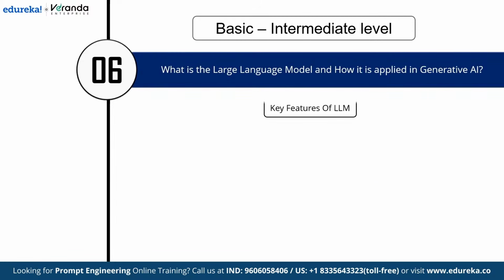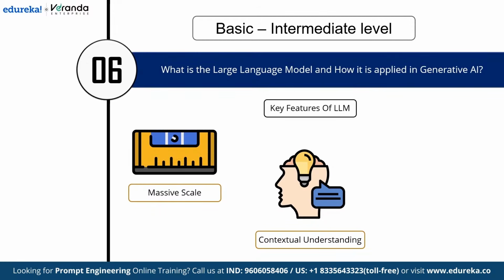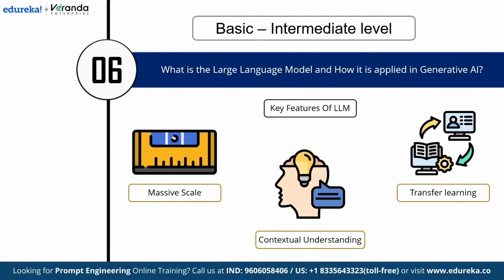And some of the key features of LLMs include the massive scale. LLMs are trained on extensive datasets that include a variety of domains such as books, articles, websites, and more. The next feature is contextual understanding. LLMs can understand the context of words, phrases, and sentences by processing long-range dependencies, making them capable of generating coherent and contextually relevant text.